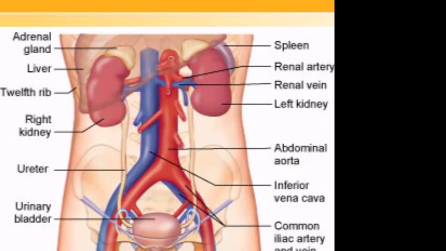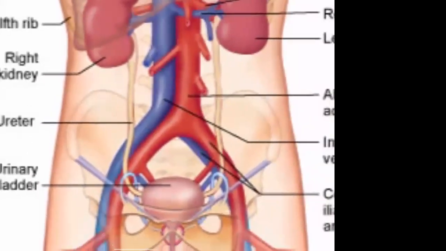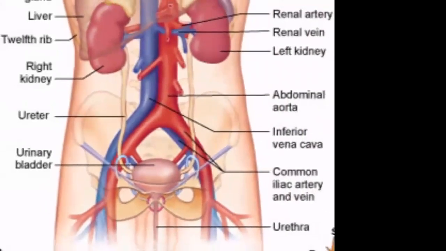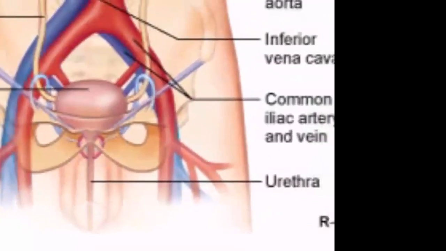And then coming from each kidney, there is a tube called the ureter. That tube is going to carry that waste product that we've created, now called urine, down to a storage container. The storage container is called the urinary bladder. This is going to collect it and store it until we want to get rid of it. And that is going to leave through one tube called the urethra.